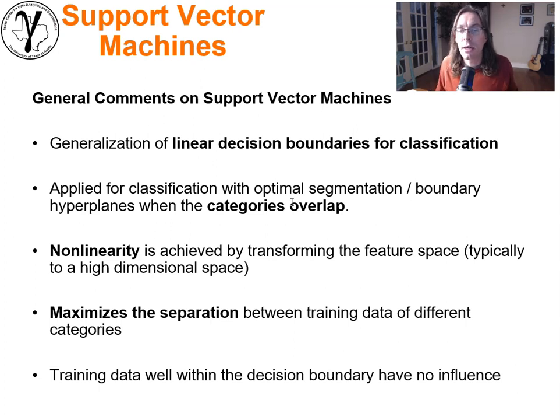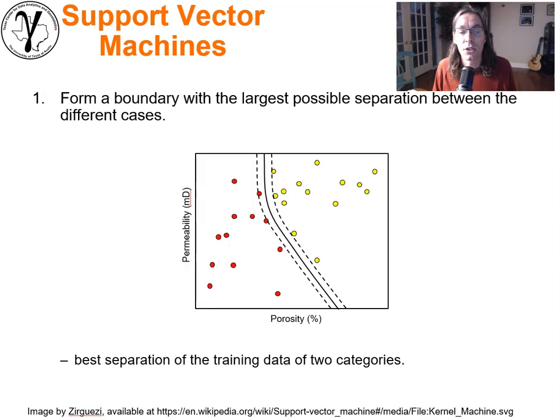It imposes nonlinearity in that decision boundary by transforming to a higher dimensional feature space. And I'll show you how we do that with what we'll call the kernel transform. And it maximizes the separation between training data of different categories, and we'll introduce the concept of margin in order to do that. Training data well within the decision boundary will have no influence, and that gets us into the idea of training data being assigned as support vectors or not. And so let's get into it and talk about this methodology.